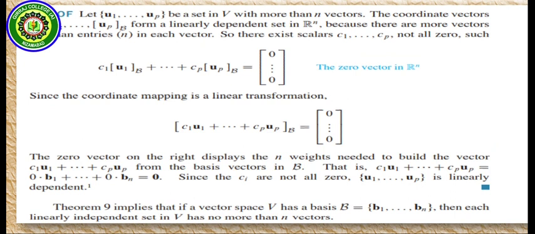Therefore, if vector space V has basis B = {b1, b2, ..., bn}, then each linearly independent set in V has no more than n vectors. If it contains exactly n linearly independent vectors, then they form a basis for V.